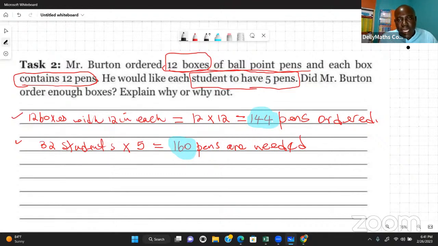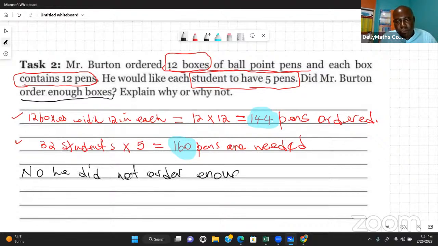All right. Here's the question. Did Mr. Burton order enough boxes? We could say no, right? So no, he did not order enough boxes. And how do you know? Explain why.